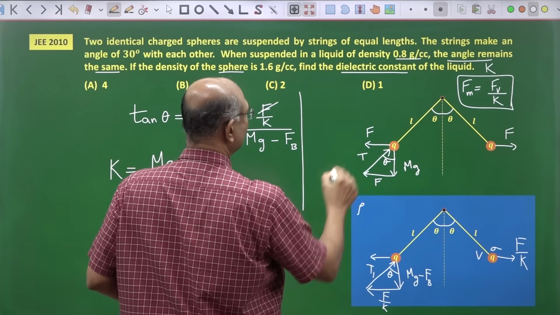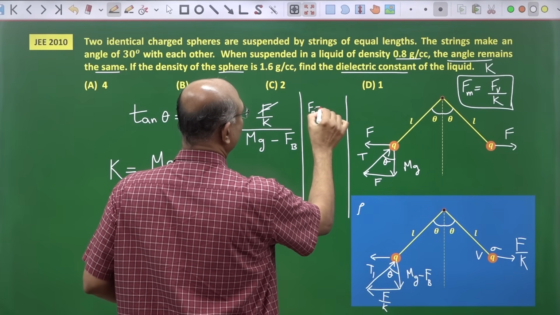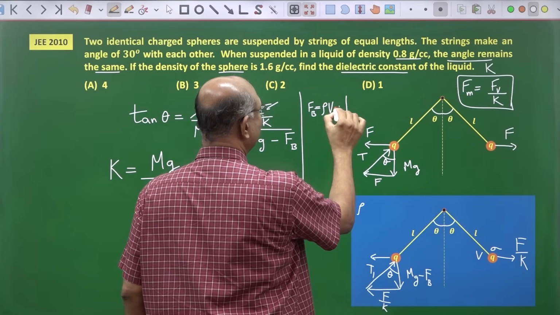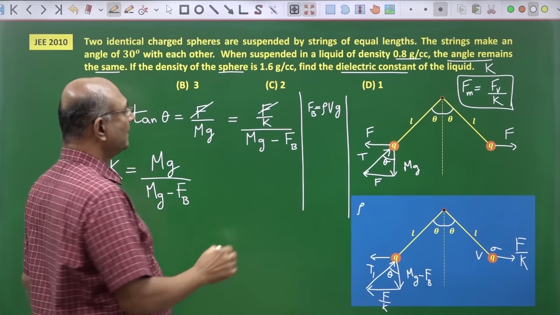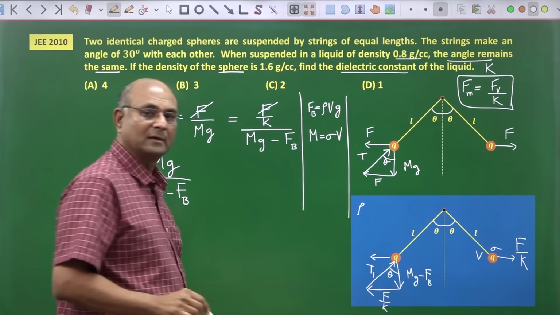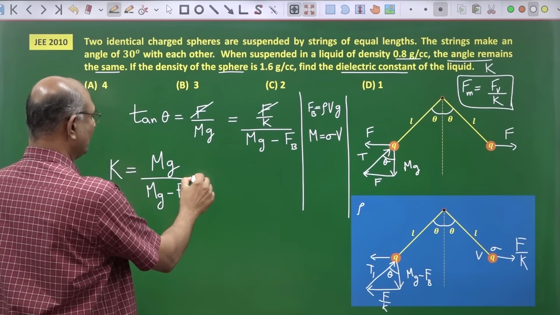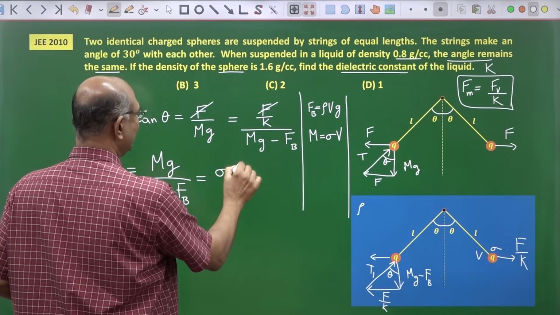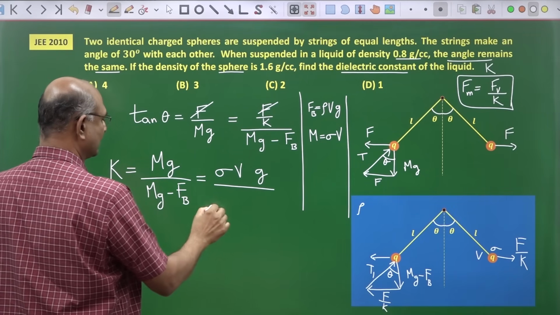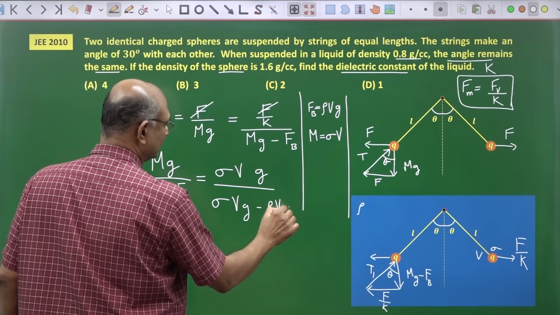Let's clear up some space and write some information. Buoyant force will be rho of the liquid, volume of the sphere into g. Clear? Mass of that sphere is sigma into V. So mg will be sigma Vg, Fb will be rho Vg. So if I just substitute, this will be sigma Vg. This is the density of the sphere, volume of the sphere, g. This also is sigma Vg minus density of the liquid, volume, g.